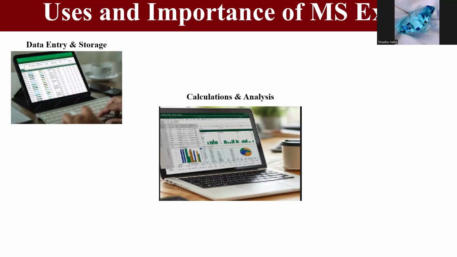Also, public health officers can analyze vaccination coverage, mortality or morbidity rate, or the number of maybe malaria cases in each district. So this is part of the calculation and analysis using Microsoft Excel. We can also use formulas to find, for instance, totals, averages, percentages, and trends. And all this saves our time and improves accuracy.